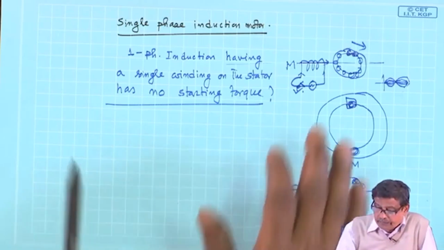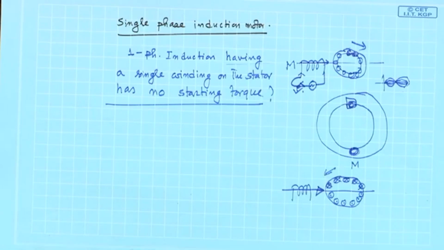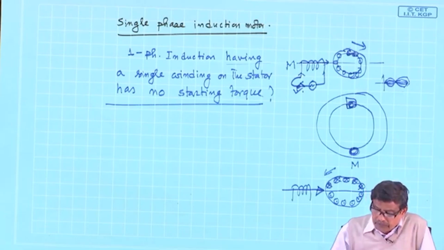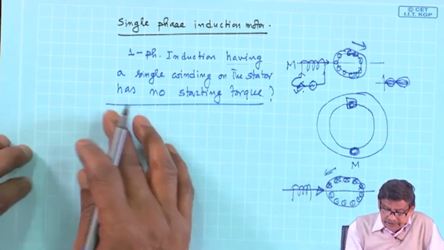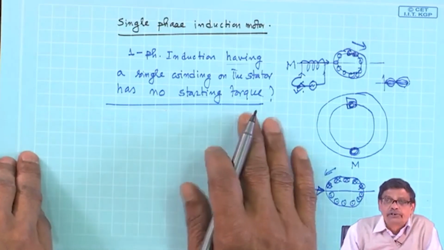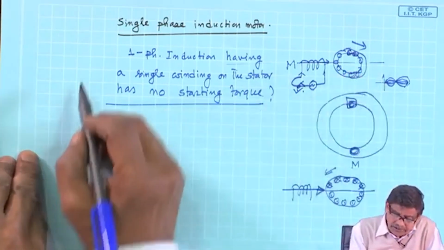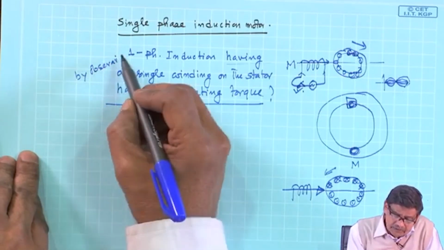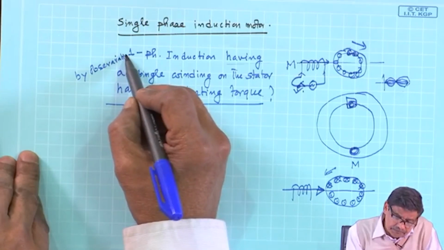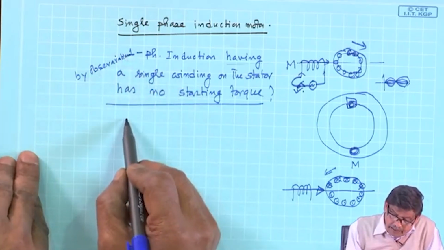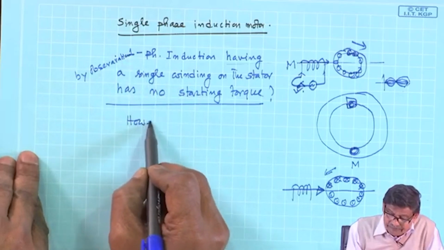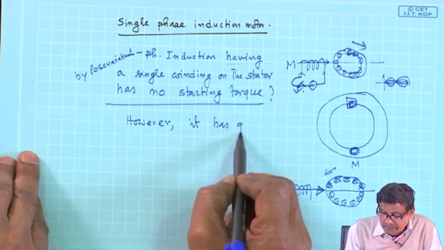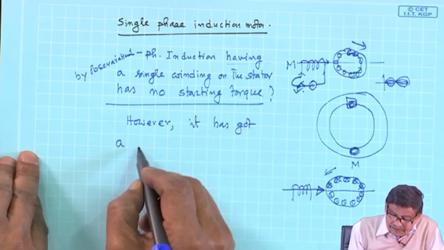Very interesting that way, although the understanding is slightly difficult. So, one thing is clear, a single phase induction motor has no starting torque, by observation. However, it has got a running torque.